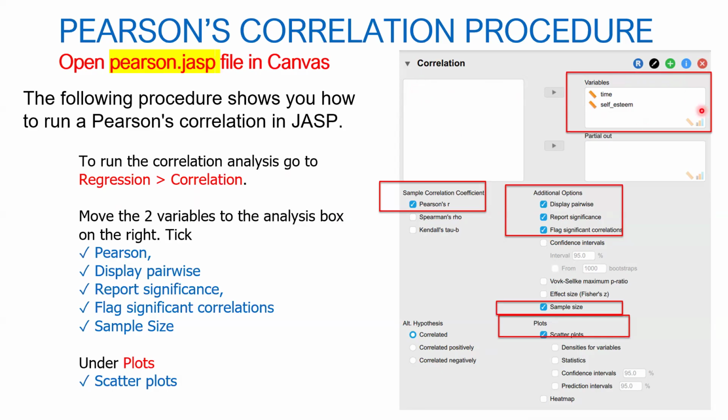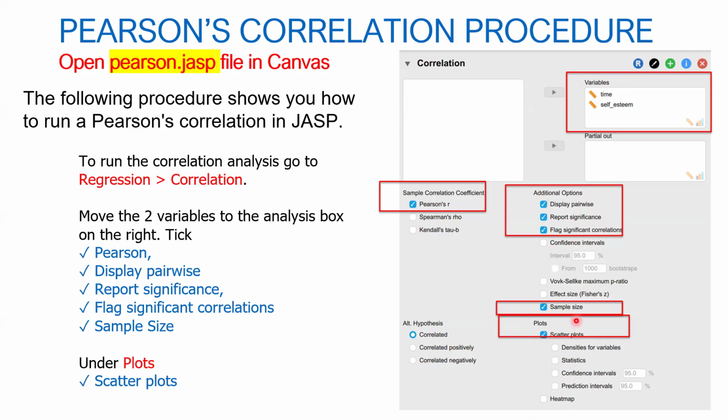Then, following the commands that we see below, we need to take Pearson's R because we need to check if there is indeed a linear trend between the two variables. Hence, we are going to generate the scatter plot diagram later on. So for now, we use the Pearson correlation. Then you need to click on display pairwise under additional options, then report significance and flag significant correlation. So we need to tick these three.